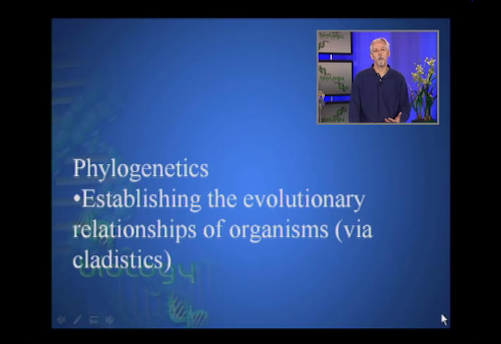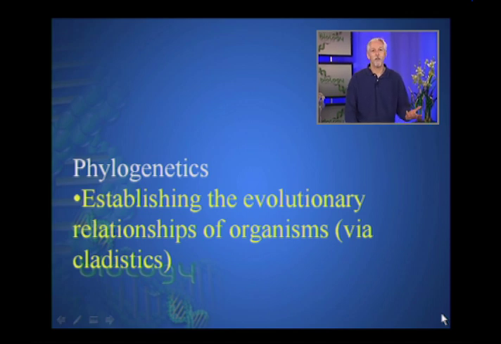Now, our approach to classification is going to be one of phylogenetics. And in phylogenetics, what we're trying to do is establish the evolutionary relationships of organisms via a process known as cladistics, but I'll get to that a little bit later. So again, our general approach to classification will be establishing evolutionary relationships as opposed to just lumping and sorting organisms according to similarities and differences.